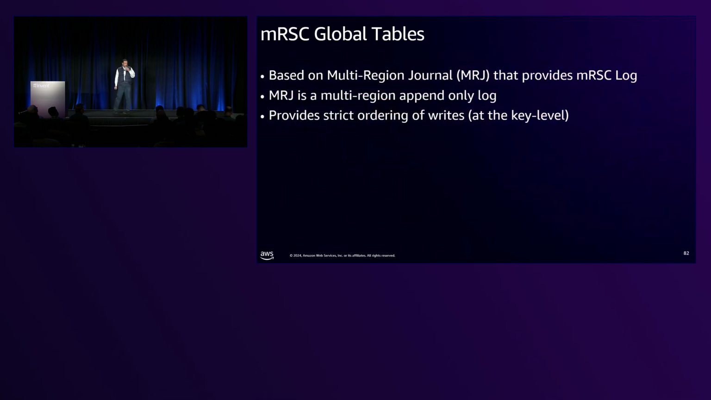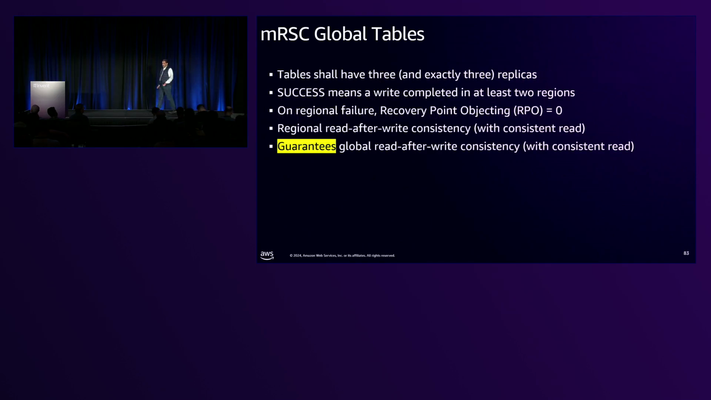So, we built multi-region strong consistency based on multi-region journal. This is a new internal construct which we use. It is an append-only log which provides strict ordering. Now, the place where we expect that customers are going to use this is where they want the strong multi-region consistency guarantees. At this point, you will have 3 replicas for these tables.